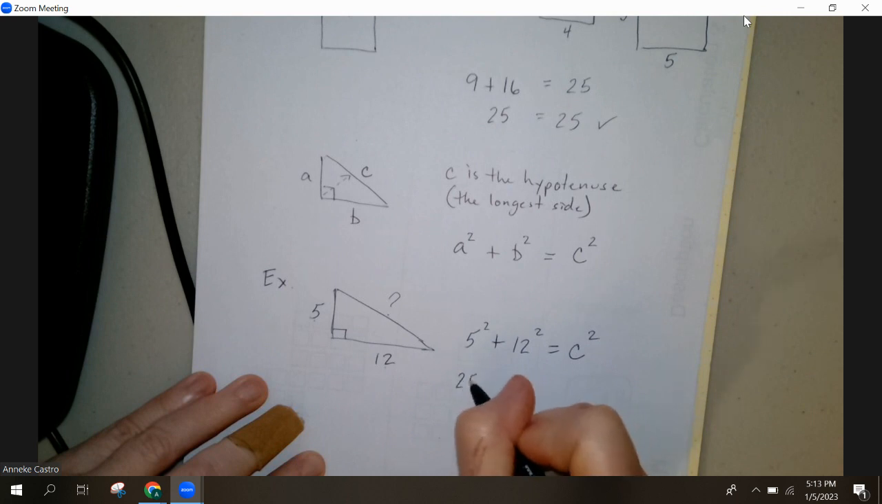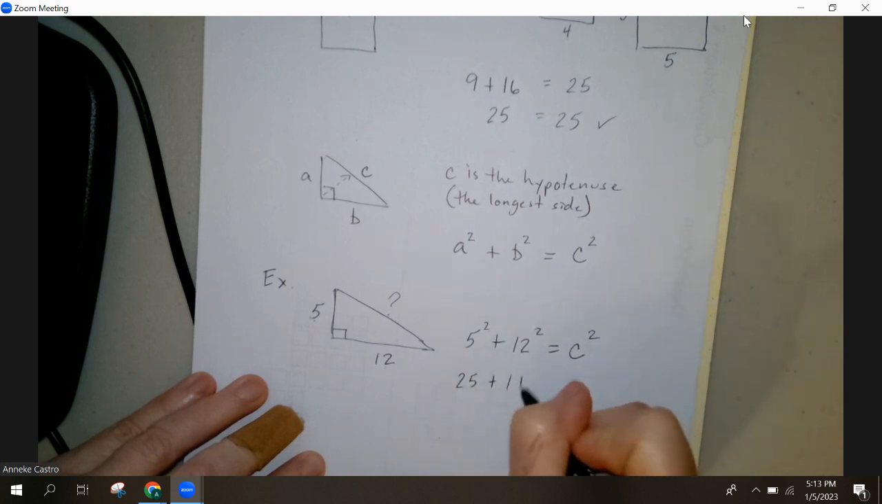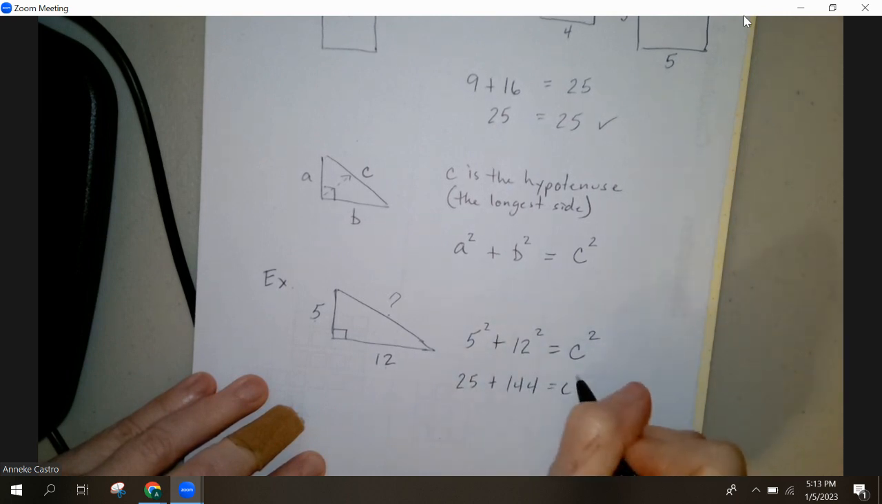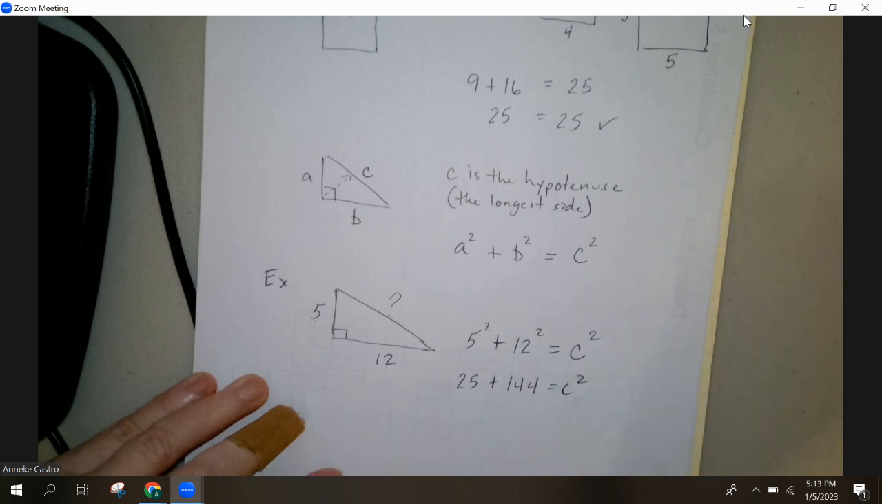So 5 squared is 25. 12 squared is 144. And if I add 25 plus 144, I get 169.